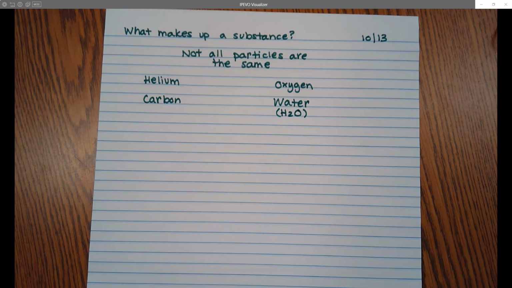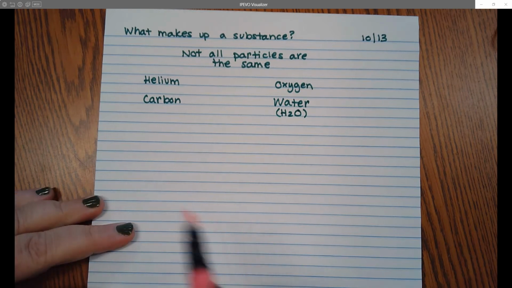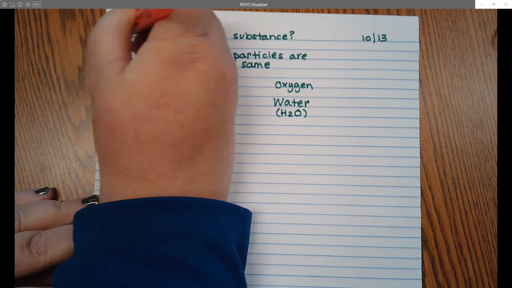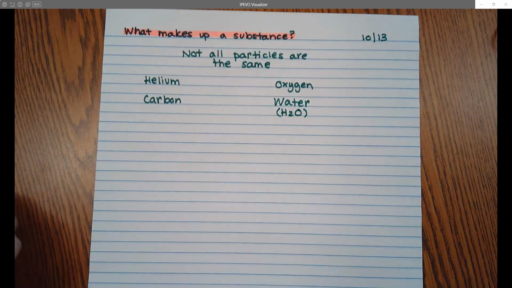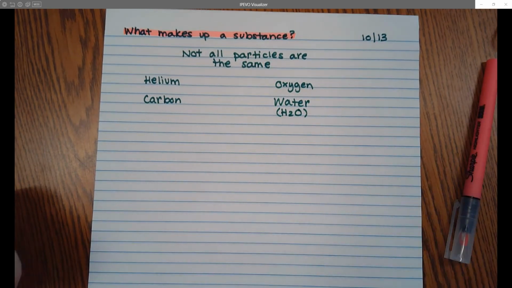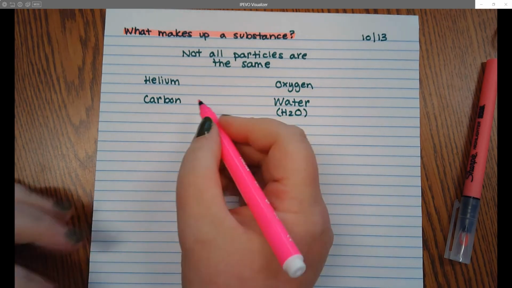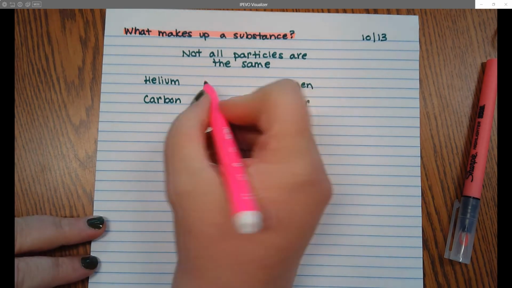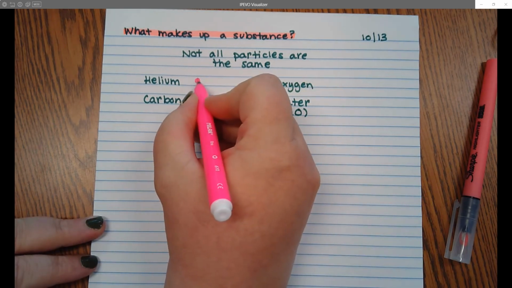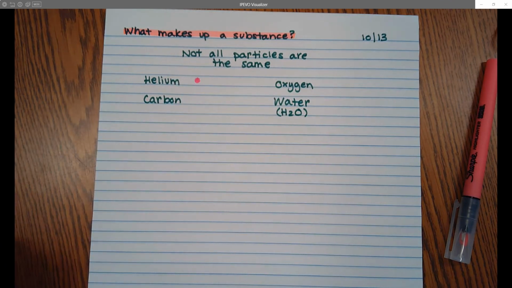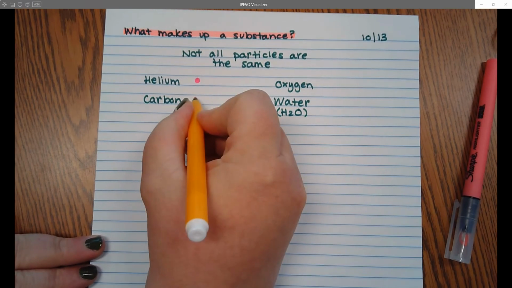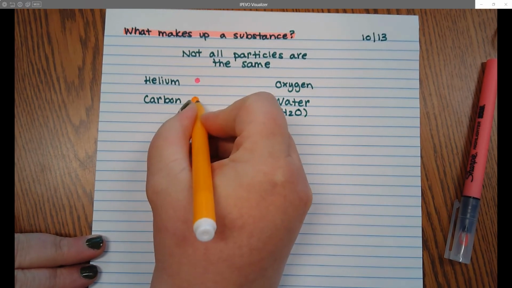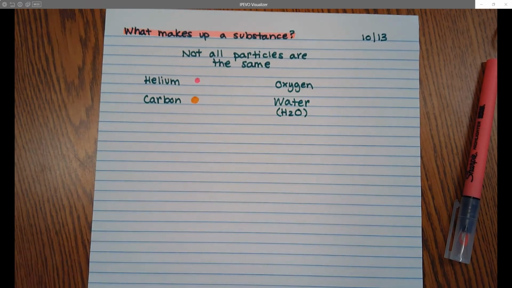One thing I didn't do was underline the title of my notes, so I'm just going to take my highlighter and go back over the title. And now I'll start using my colored markers. For each of these particles, I'm going to try to use a different colored marker. So helium is a small pink circle in my notes. I'm going to draw carbon as a slightly larger circle, using this yellowy orange color.